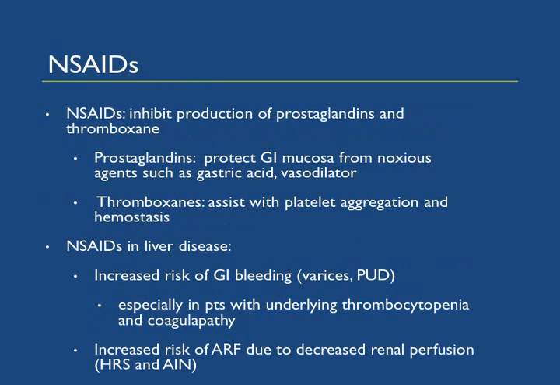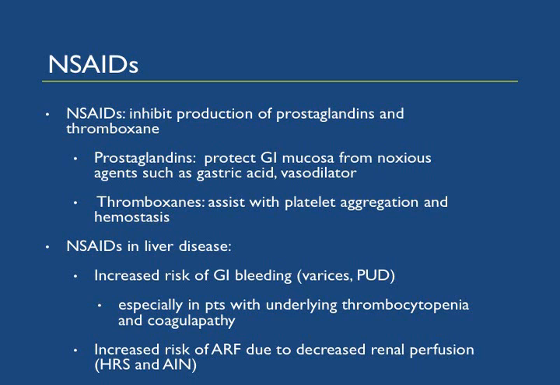NSAIDs are a class of analgesics that inhibit production of prostaglandins and thromboxanes. Prostaglandins protect GI mucosa from noxious agents such as gastric acid. It also serves as a vasodilator. Thromboxanes assist with platelet aggregation and hemostasis. Therefore, using NSAIDs in patients with liver dysfunction can cause increased risk of bleeding from either varices or peptic ulcer disease, especially in patients that have underlying thrombocytopenia and coagulopathy.